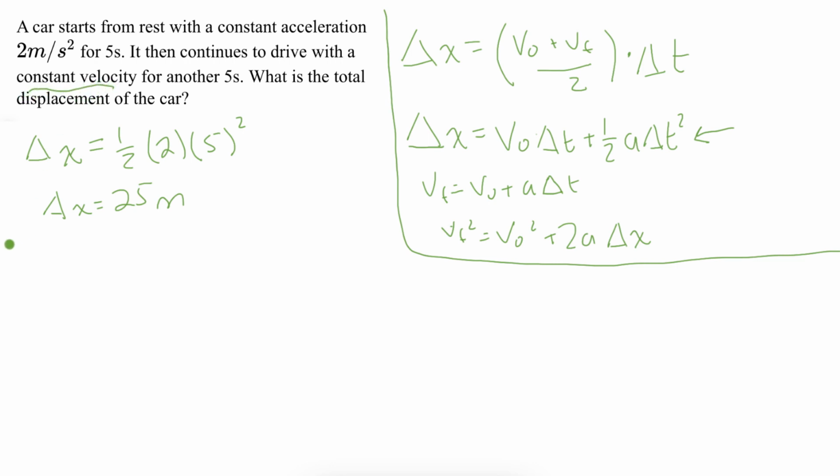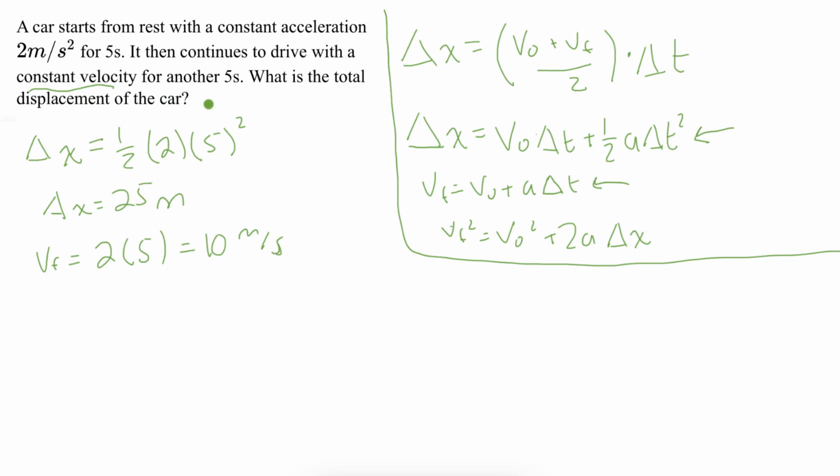another 5 seconds. So to find the velocity after the acceleration, we can just simply use this equation. It gives you the final velocity as the initial velocity plus the acceleration times the change in time. So we know the initial speed is 0. So we can just set the final velocity equal to the acceleration times time. Acceleration is 2 meters per second squared, and then time is 5 seconds. And this will give you 10 meters per second.